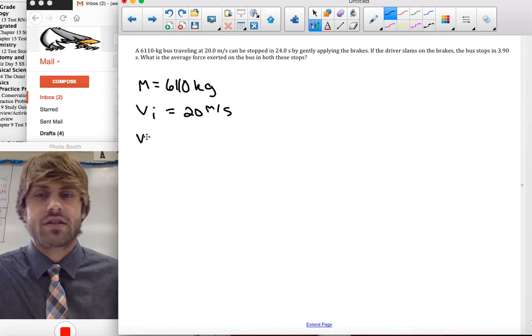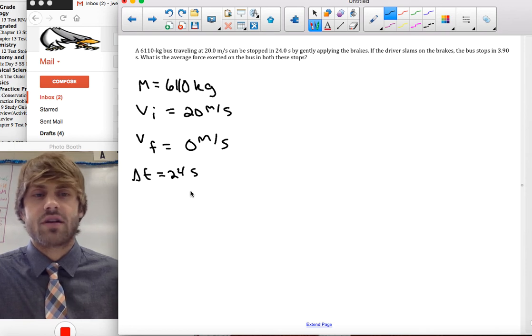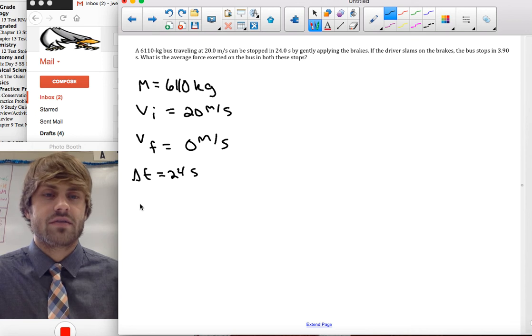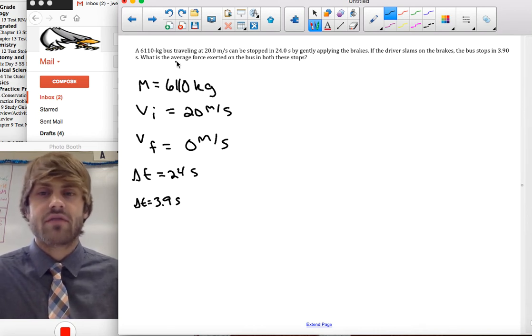So when it says stopped, I need to recognize that that is a velocity final. So meters per second, 0. And then I'm given a change in time of 24 seconds. By gently applying the brakes, if the driver slams on the brakes, then the bus can be stopped. So stop again, same final velocity. And I'm given a different change in time, 3.9 seconds. What is the average force?